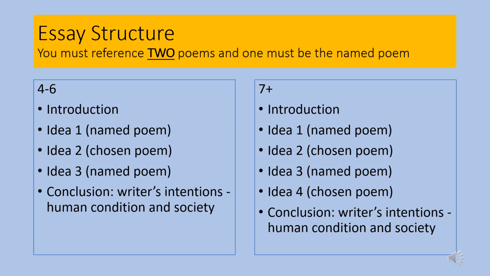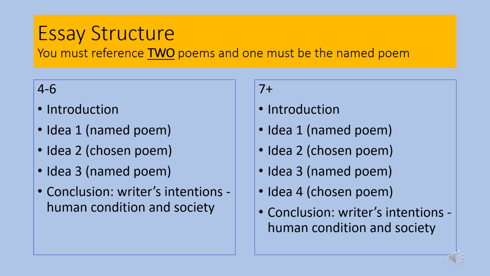When writing your essay, everybody needs to include an introduction that introduces two poems, because that is the point of the question, to talk about two poems and their big ideas in your response. If you're aiming for a grade 4 to 6, you need to include the structure on the left there. So introduction, idea 1, idea 2, idea 3. You can see we go from introduction, where you'll talk about both poems, then idea 1 from the named poem, idea 2 from your chosen poem, and idea 3 from your named poem. In your conclusion, you can include your writer's intentions, talk about what it means to be human and society and how that's explored in the poem.